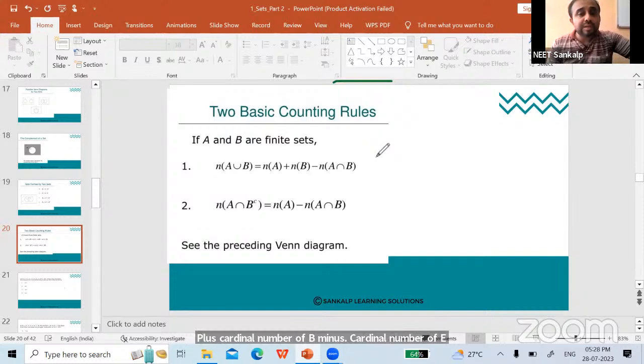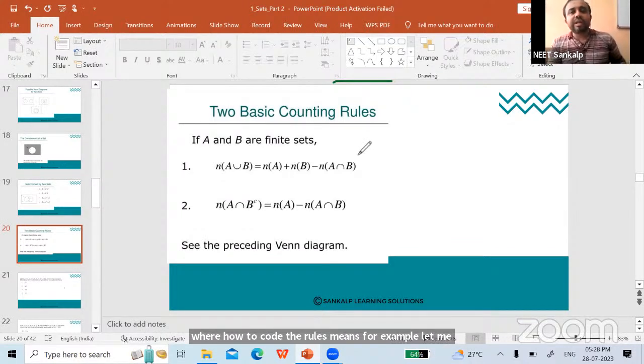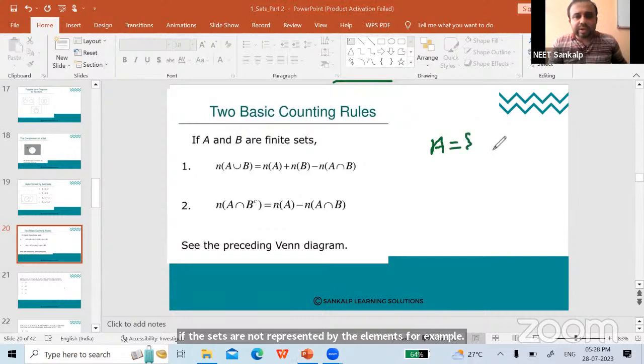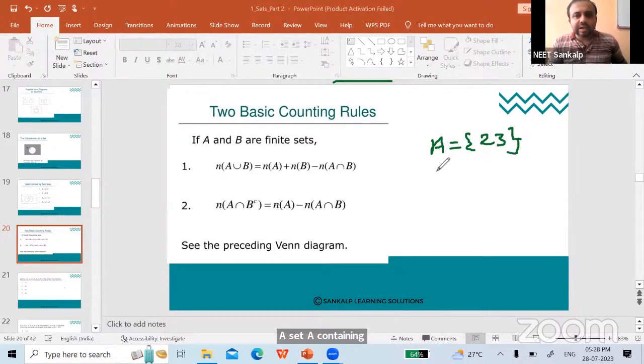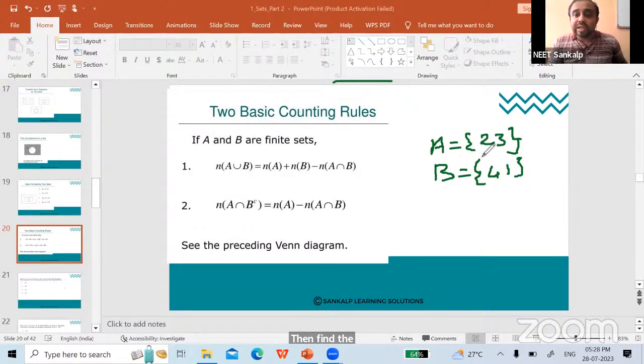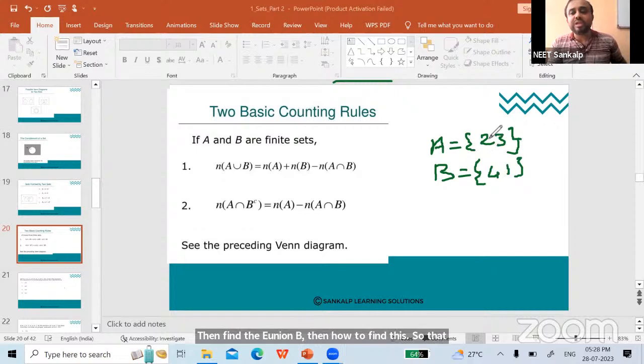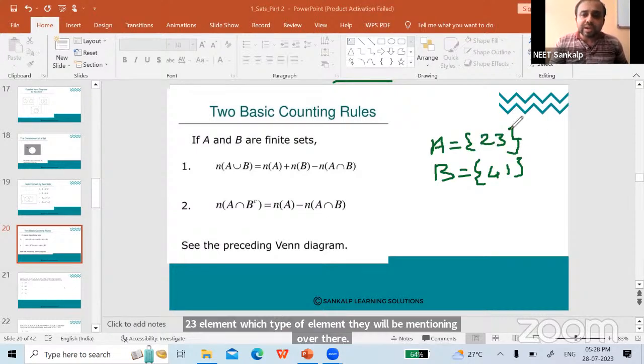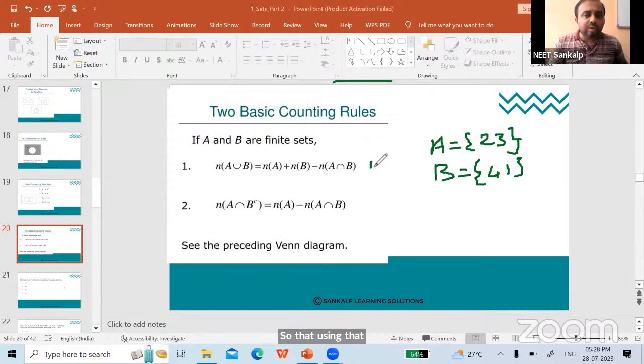That is what we call the counting rules for finite sets. For example, if the sets are not represented by elements, they will write it like this: a set A containing 23 elements, a set B containing 41 elements. Then find A union B. How do we find this? Using those rules, we have to use the formula and solve here.